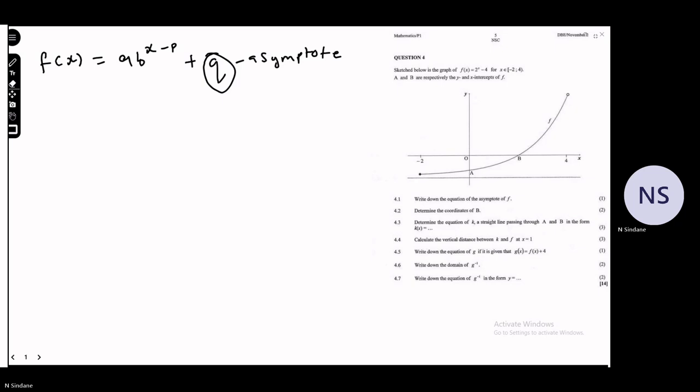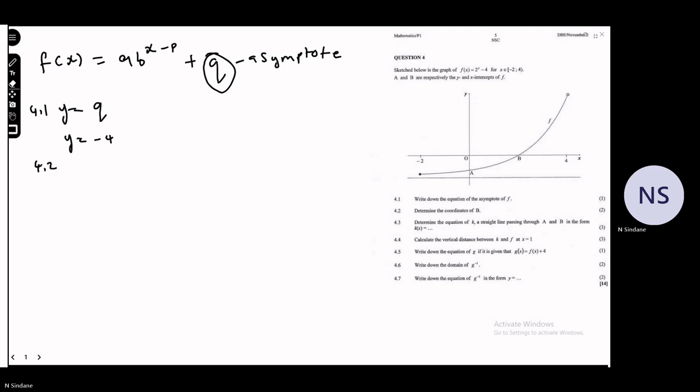Okay, so in this question they did not say what is the asymptote. They are saying write down the equation of the asymptote. Equation y is equal to q, right? But when I look at this function, I can clearly see that q is represented by negative 4. Therefore y is equal to negative 4. This is my 4.1. That is the equation of the asymptote.